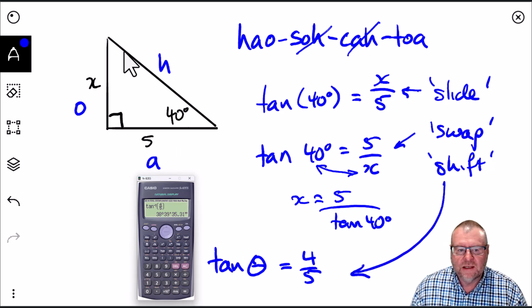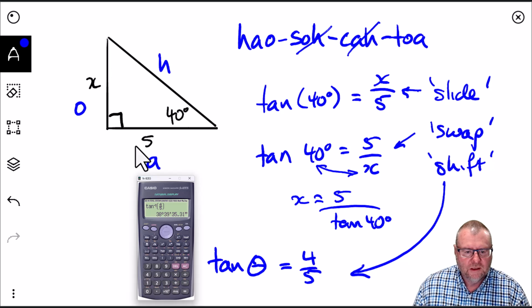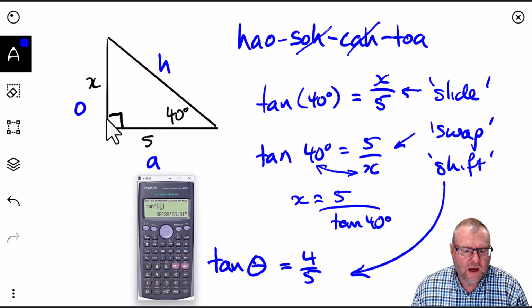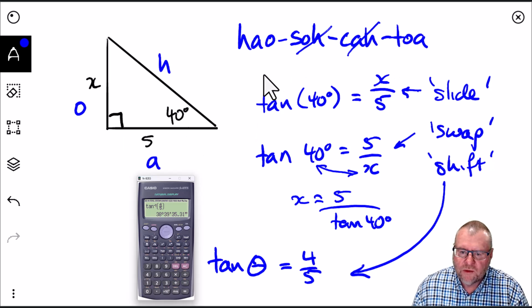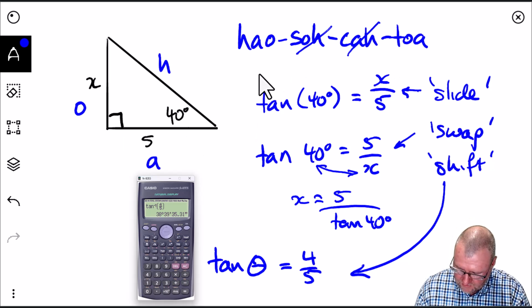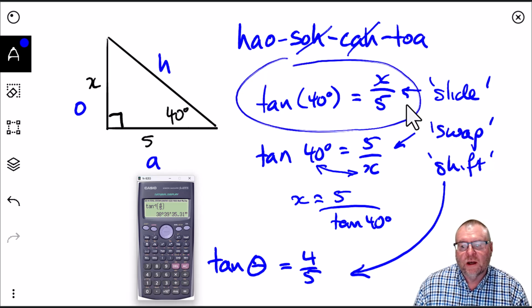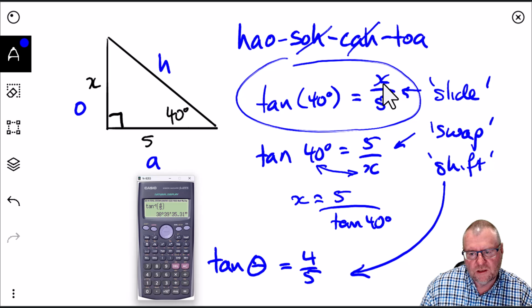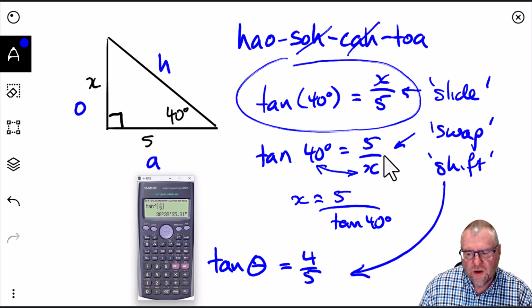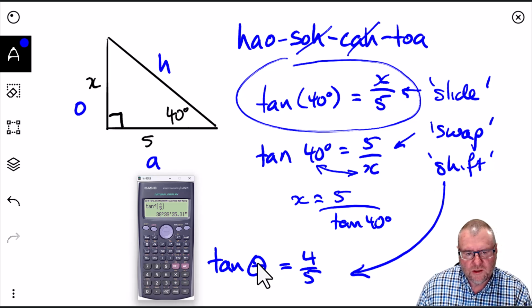So everything's the same for the first part. You do the HAO for all of them, every one of these questions. Do the HAO. You come up with this. So you come up with your trig ratio, and then you decide, for the last step, is it a slide? Is it a swap? Or is it one where I need to use the shift button?